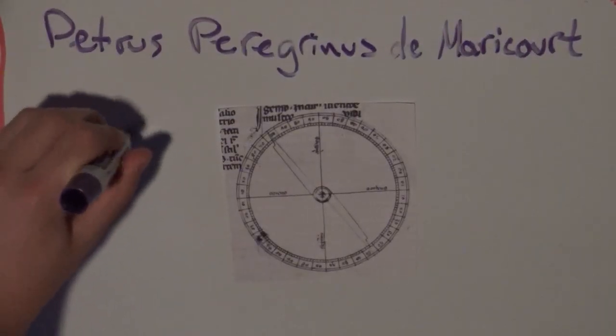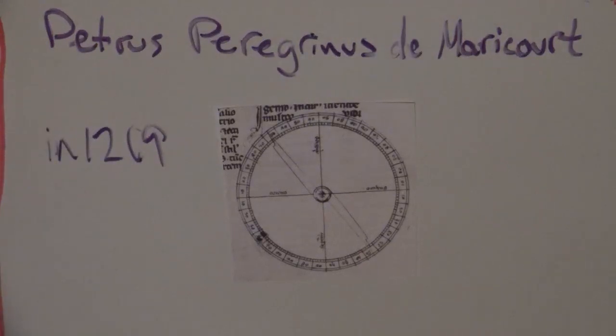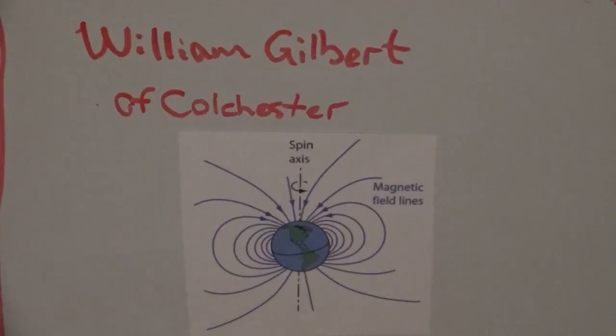In 1269, Petrus Perennius de Mericourt used iron needles to understand the magnetic field of a spherical magnet. He was the first to discover the north and south poles of magnets. The next development in magnetic fields was made by William Gilbert of Colchester. He figured out that the Earth was in fact a huge magnet with north and south poles just like a bar magnet.